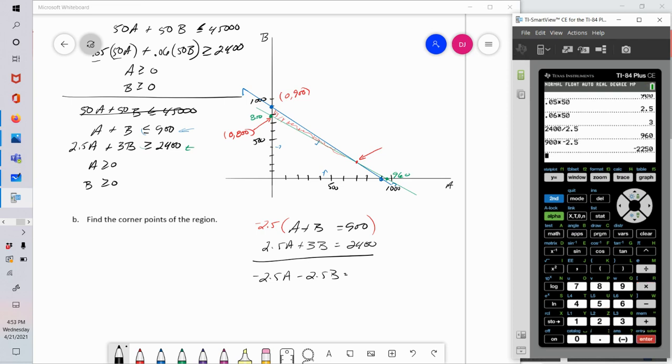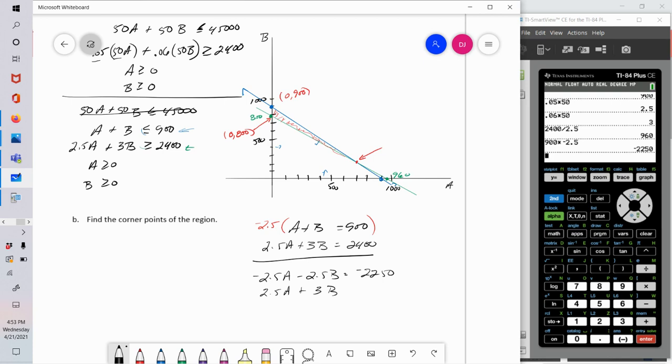times negative 2.5? That would be negative 2250. The second equation is 2.5A plus 3B equals 2400. Those will cancel out. Negative 2.5A plus 2.5A is 0. 3B minus 2.5B is 0.5B, or half B. 2400 minus 2250 is 150. If I multiply both sides by 2, B will equal 300.